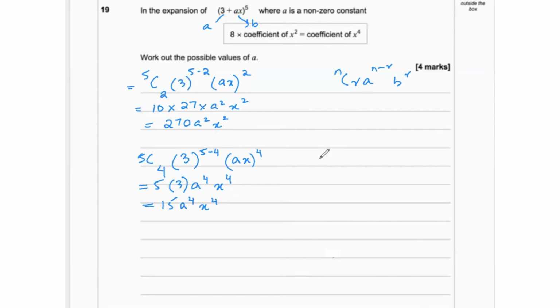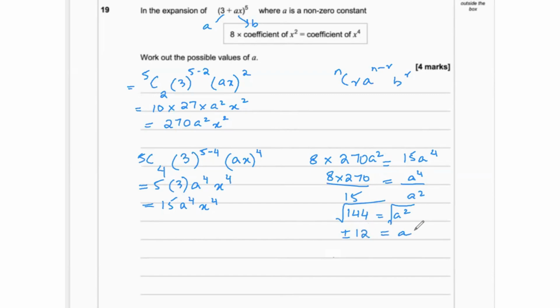Now using the equation given in the question, 8 times 270a squared, we don't write the x squared because it says the coefficient, and 15a to the power of 4 on the other side. So 8 times 270 divided by 15, and a to the power 4 divided by a squared over here. So that's going to give us 144. And then we square root both sides, and that's plus minus 12. So these are the possible values of a.